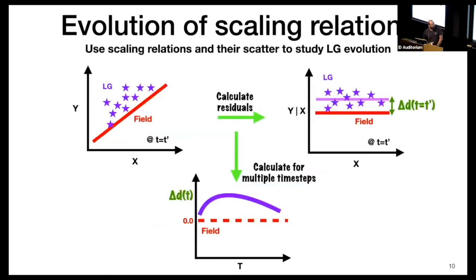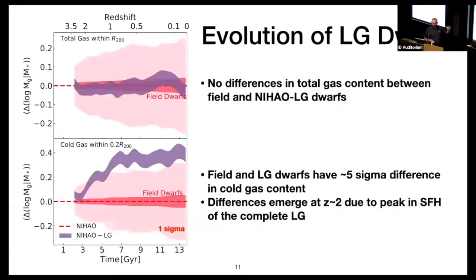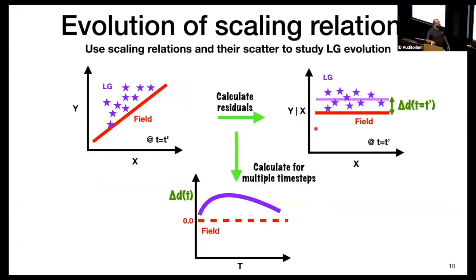I wanted to see whether we could isolate where exactly this happens as a function of time. So we're still going to use those same scaling relations, but try to look at this average distance as a function of time. The top left panel over here just shows you a typical scaling relation that I would build. Using that scaling relation, I'd calculate what the average distance delta D is between field and local group, field being red. And then basically just do it for multiple time steps. So what I have is time as a function of delta D, and I can figure out how different the local group population is from the field dwarfs.